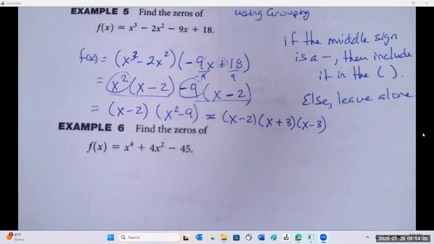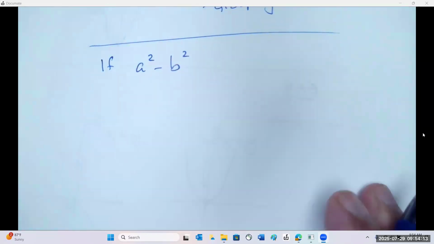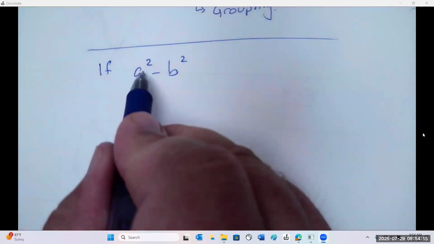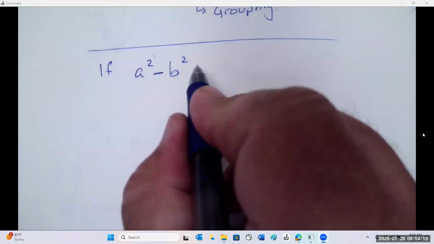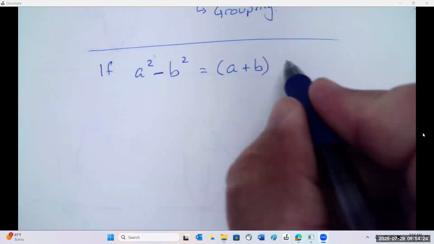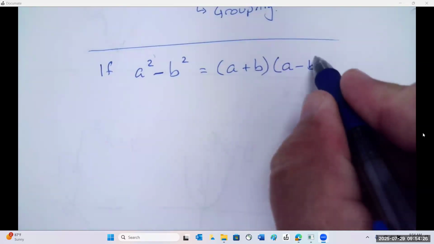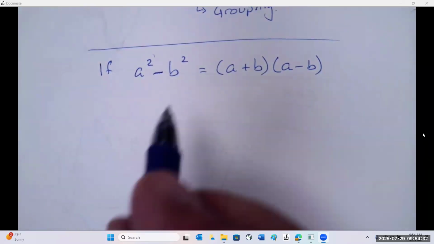So those are my factors. Well, let me tell you: if you have two terms that are perfect squares with a minus between them, you can factor those out to be (a plus b)(a minus b). That's factoring the difference of two squares.